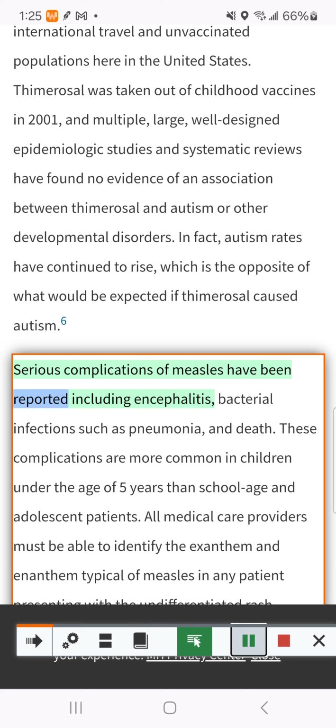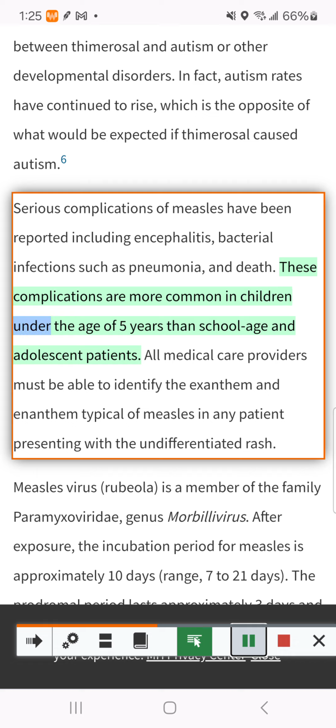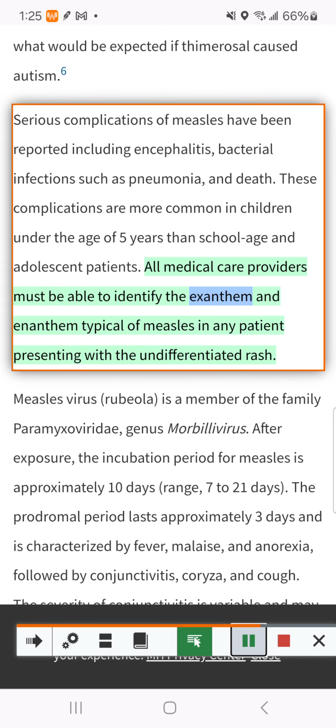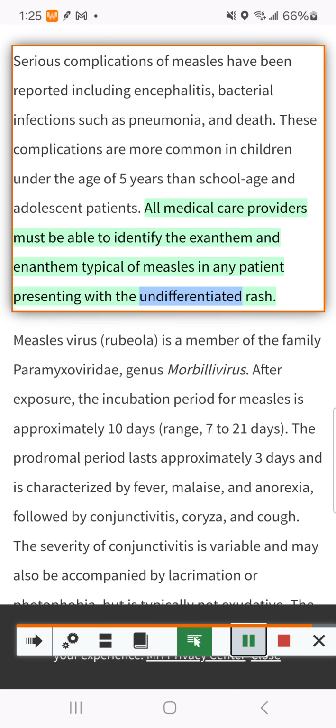Serious complications of measles have been reported, including encephalitis, bacterial infections such as pneumonia, and death. These complications are more common in children under the age of 5 years than school-age and adolescent patients. All medical care providers must be able to identify the exanthem and enanthem typical of measles in any patient presenting with an undifferentiated rash.